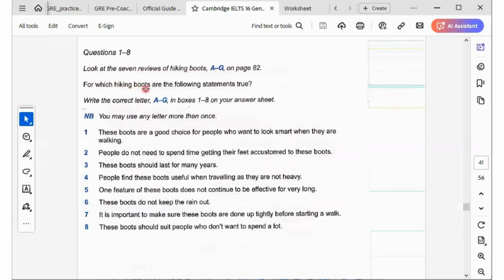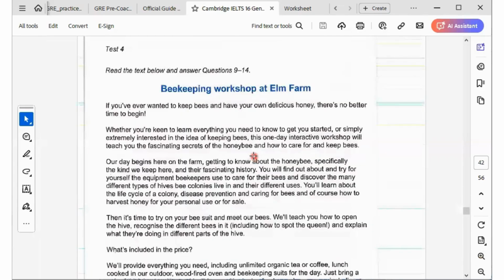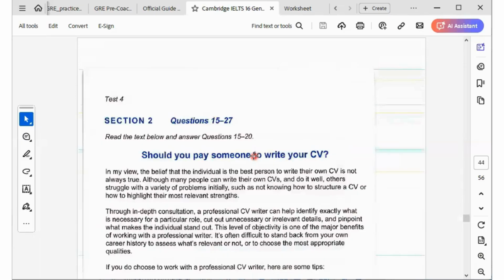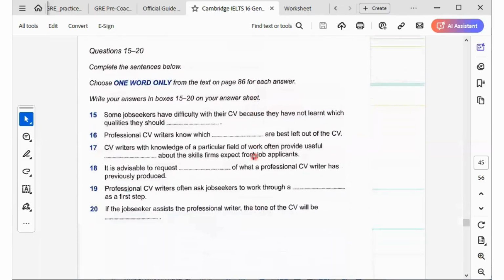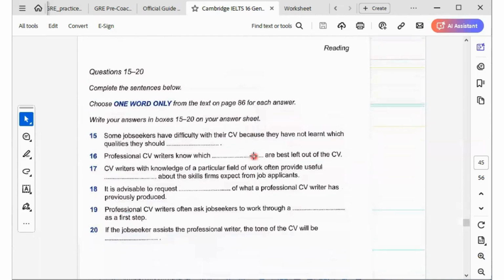For which hiking boots are the following statements true? Can you see? Matching statements. But I usually don't like solving matching statements first. I prefer to solve gap filling questions first because it helps me to maximize my time. So I'll just jump to question 15 and solve all the gap filling questions first.